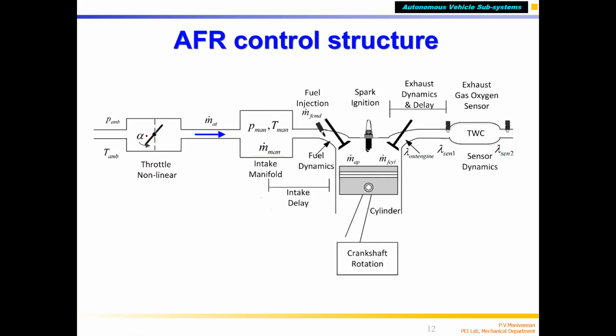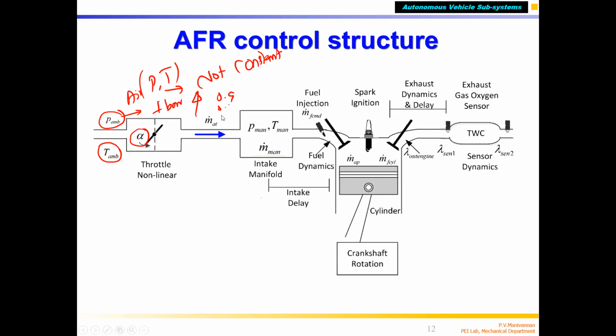Now depending upon the throttle opening, and the pressure, P ambient, is the ambient or atmospheric pressure, and the temperature of the air. These two, atmospheric air pressure and temperature, please note that both are not constant. They are not constant. If you are at sea level, it is 1 bar. As the altitude goes up, it becomes 0.9, 0.8, like that it comes down as you go higher and higher, from sea level to a mountain region.